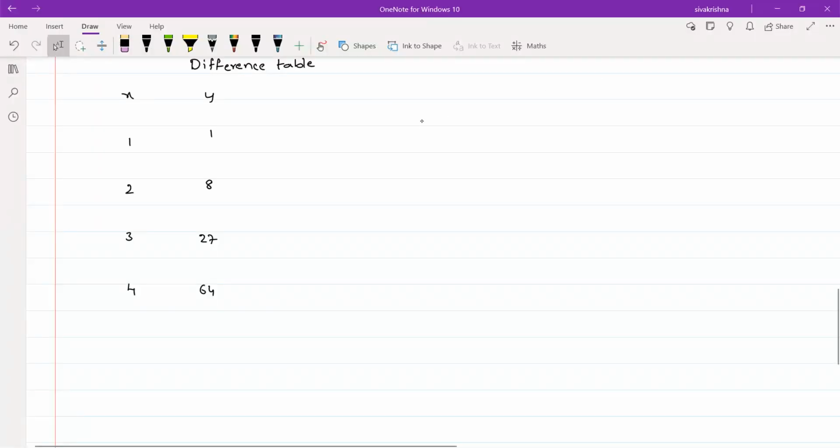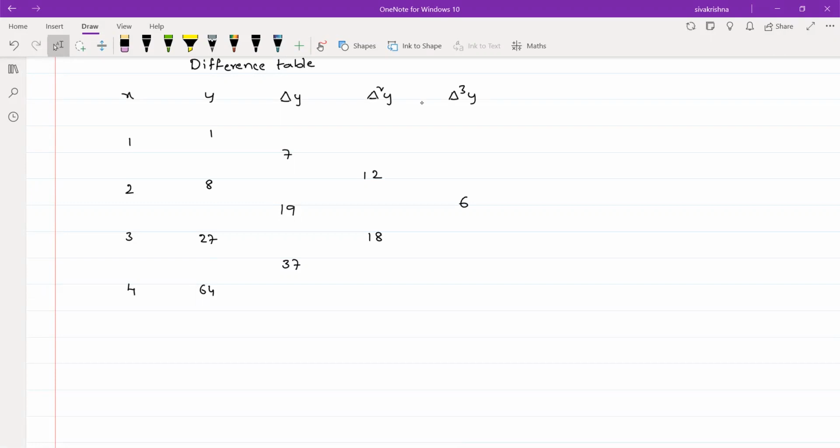Next we have to find the first differences of y, delta y. So 8 minus 1 is equal to 7, 27 minus 8 is equal to 19, and 64 minus 27 is equal to 37. Next we have to find the second differences, delta square y. 19 minus 7 is equal to 12, and 37 minus 19 is equal to 18. And finally, the third differences: 18 minus 12 is equal to 6.